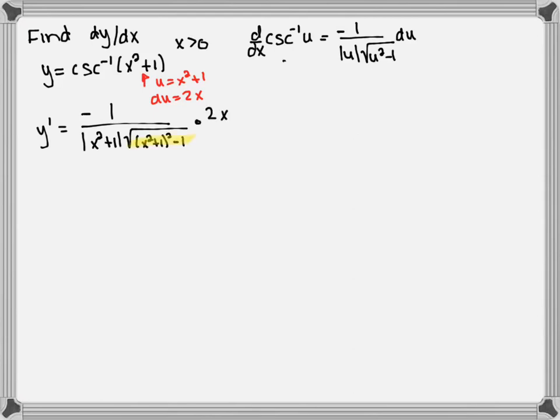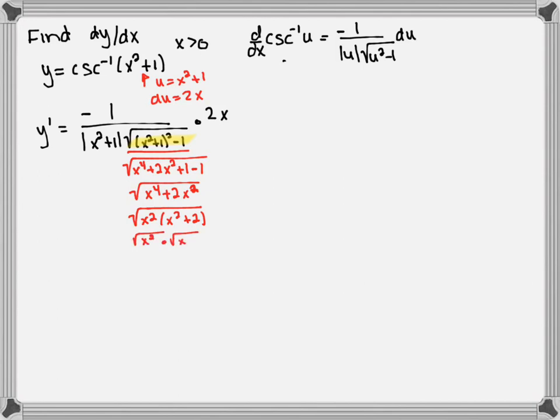So x squared plus 1 is x squared plus 1 times x squared plus 1. So I can rewrite that as x to the fourth plus 2x squared plus 1 minus 1. So 1 minus 1 is 0, so that cancels. And then I can factor out an x squared. So if I factor out an x squared, I'm left with x squared plus 2. And now because it's a product, I can break them apart into two different square roots, and the square root of x squared is just x.